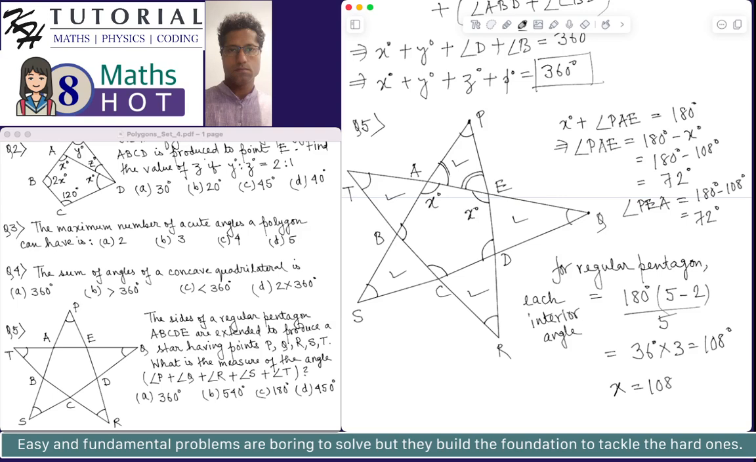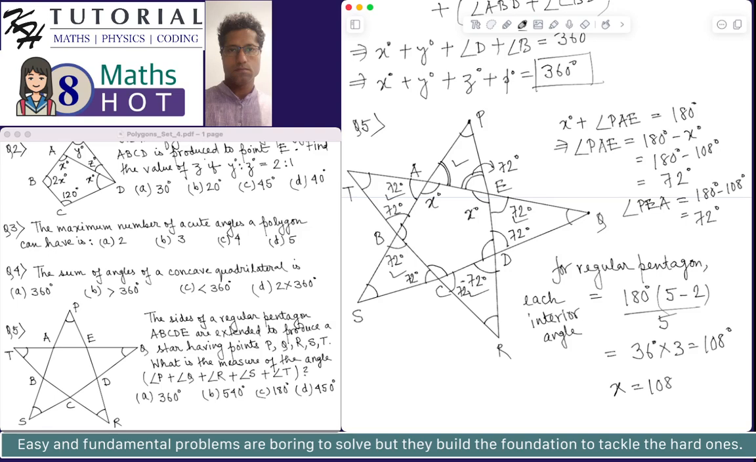These two are equal angles and it is 72 degrees. Angle PEA and angle PAE are 72 degrees. This will be the same. Similarly, this will also be 72 degrees, and this, and this, and this. Since it is a regular pentagon, all the interior angles are equal.